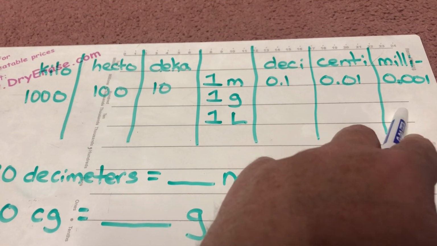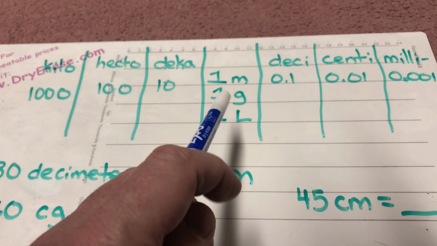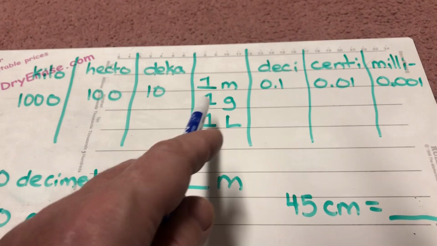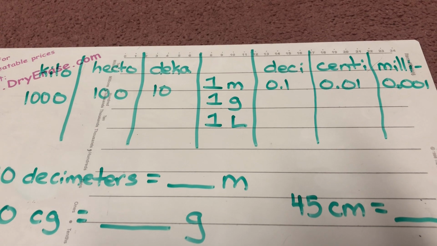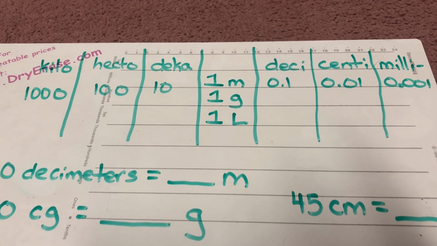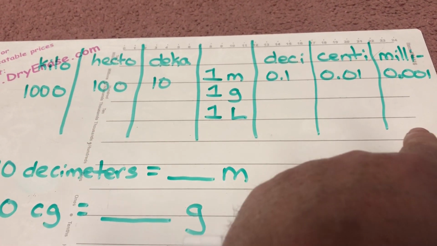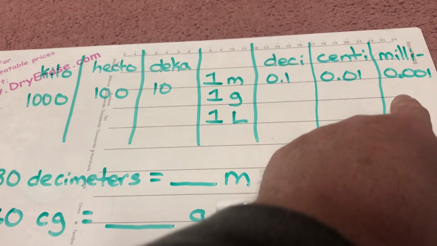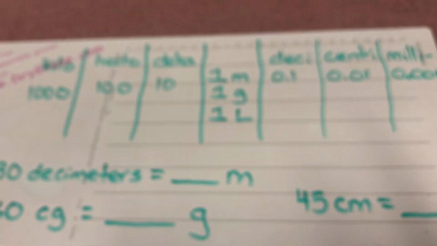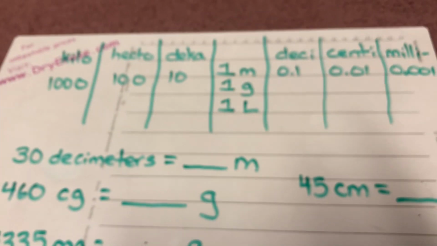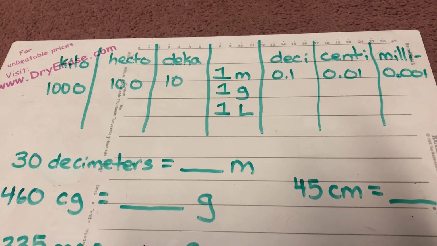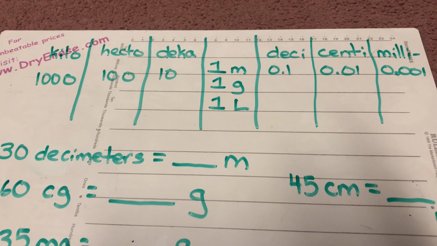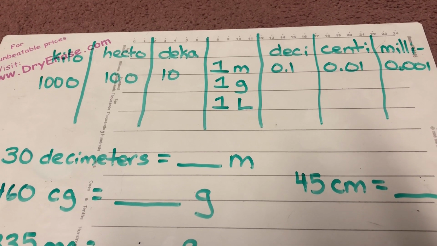So it takes more of these to get one of these. And so when the measurement is getting smaller, we're going from meters to millimeters, the number's actually going to get bigger because it takes 1,000 of these. This is 1,000th of a meter, okay? It takes 1,000 of them. And so the measurement is getting smaller. The number is getting bigger, so you're going to multiply.